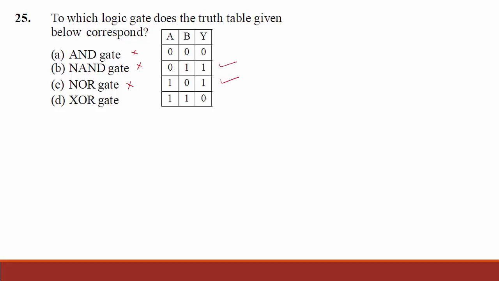This is right. And according to XOR gate, one more condition is, if both the inputs are same, then output is low or 0. If both the inputs are same, 0, 0, both are same, so the result is 0. Here, the last one, 1 and 1, both are same. If both the inputs are same, then output is 0. So this truth table corresponds to XOR gate. Option D is right.